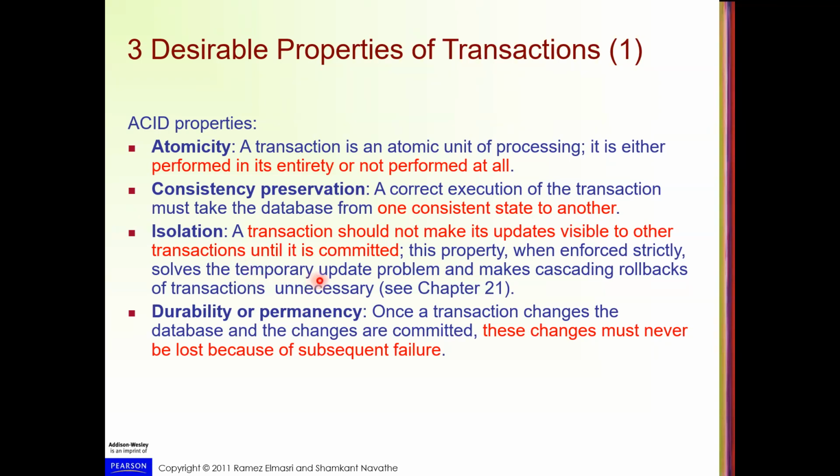There is a problem called temporary update, for which we need certain strategies to avoid or solve this problem. One of them is called cascading rollbacks. It says that if isolation is strictly followed, there will be no problem of temporary update, and cascading rollbacks can thus be avoided.